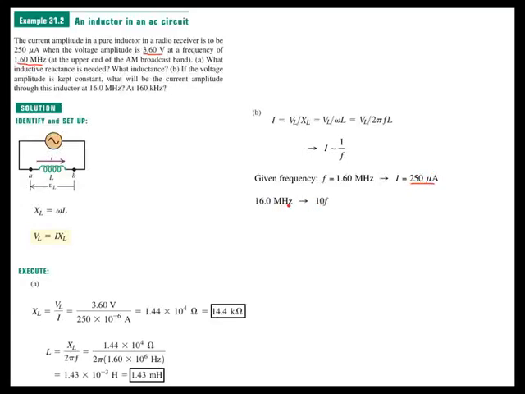At 16 megahertz, the frequency is 10 times bigger, so the current is 10 times smaller, which is 25 microamps. Correspondingly, at 160 kilohertz, the frequency is 1/10 as big, and so the current is going to be 10 times bigger.